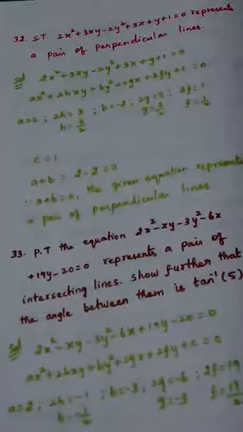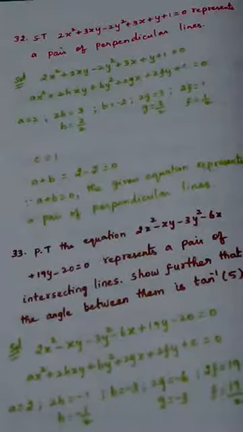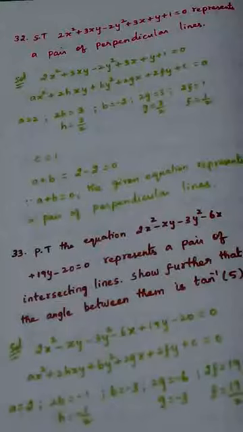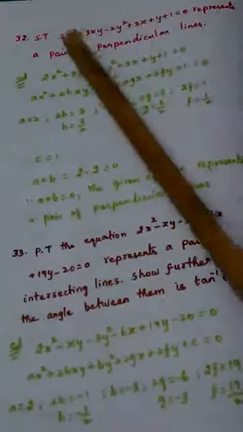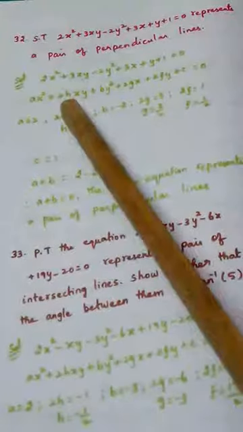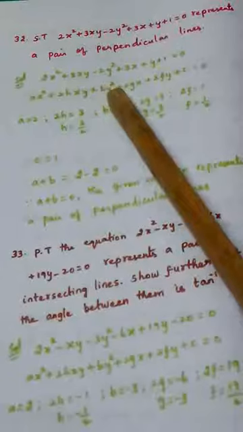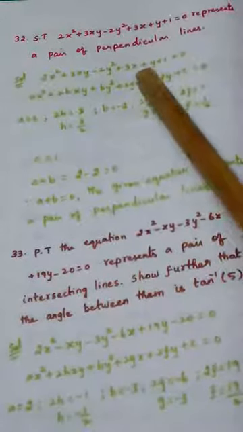So what is the condition for perpendicularity of two lines in a pair of straight lines? Yes, a plus b equal to 0. If we add a and b, the answer should be 0. Then we can call those lines perpendicular. So again, first write the given equation and the general second degree equation next. This is called the general second degree equation: ax square plus 2hxy plus by square plus 2gx plus 2fy plus constant term equal to 0.